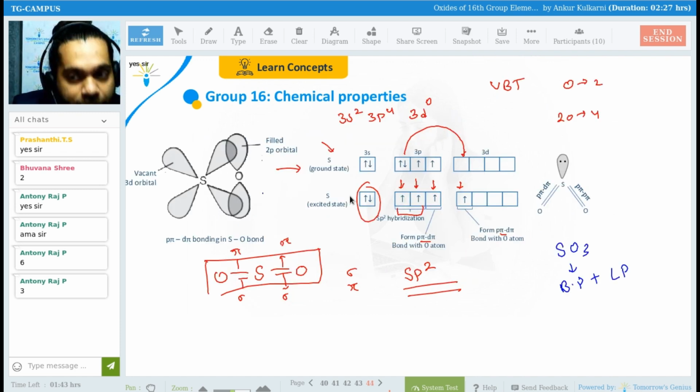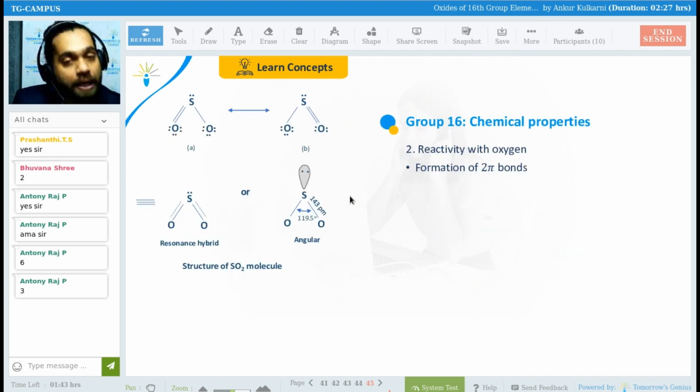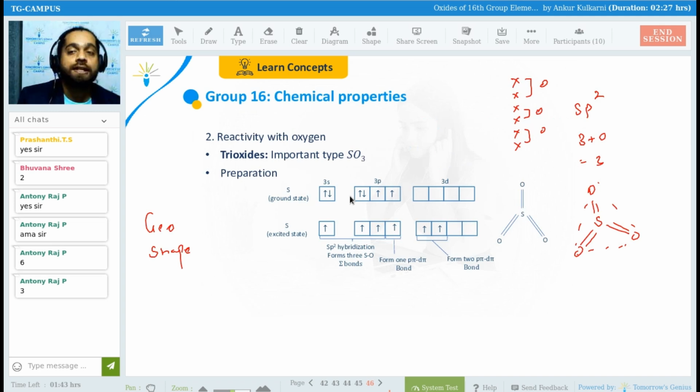So for SO3, the geometry and shape are both the same, both are trigonal planar. Now look at this. This perfectly explains the VBT, what we were trying to explain in our SO2. Look over here. For sulfur, again it is 3s2, 3p4, 3d0. According to VBT, this is the valence electron configuration.